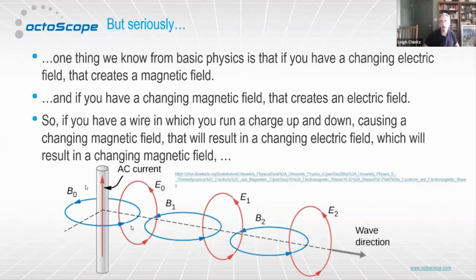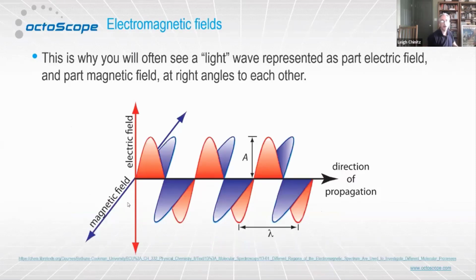So we have these blue circles that represent the magnetic field. You can see they're sort of horizontal in this picture. And these red circles that represent the electric fields, and they are vertical in this picture, and they radiate away from the wire itself. And that's why when people talk about light, and I put light in quotes here, you'll often see a picture like this. You'll see that the light is moving, and there are two pieces to it.